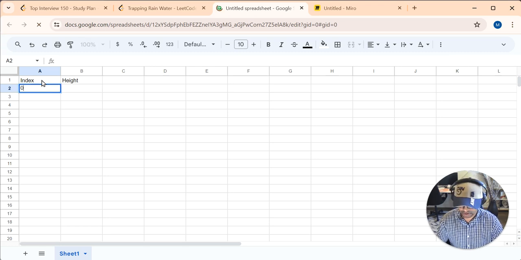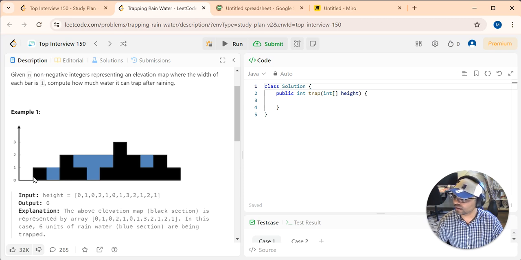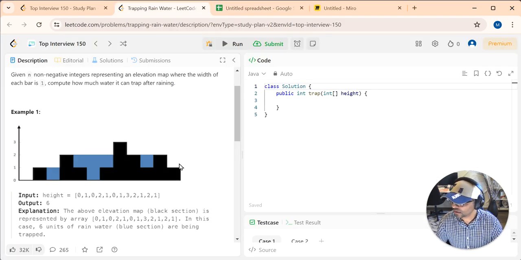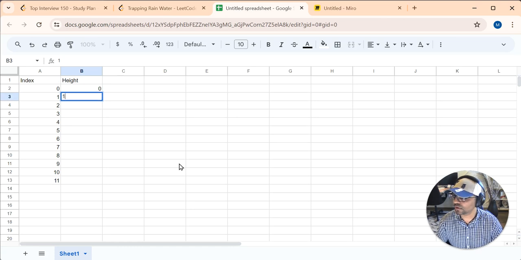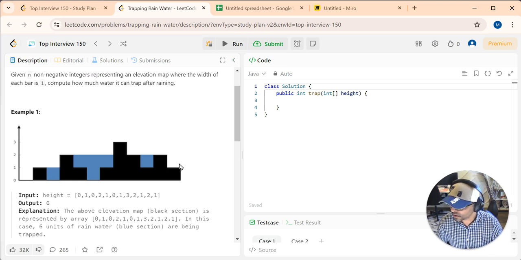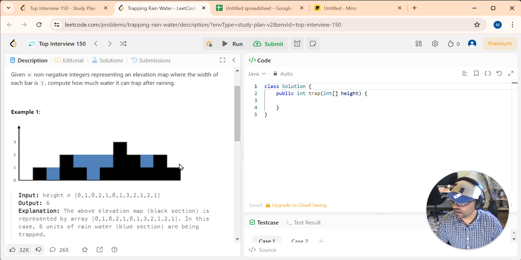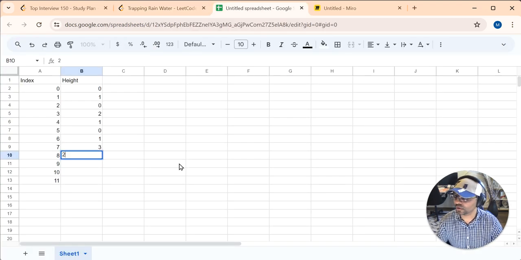And we say 0, 1, 2, 3, 4, 5. Okay, how big is that array? Okay, 12. So 5, 6, 7, 8, 9, 10, 11, right? 0 to 11 indices. And the heights are 0, 1, 0, 2, 1, 0, 1, 3, 2, 1, 2, 1.